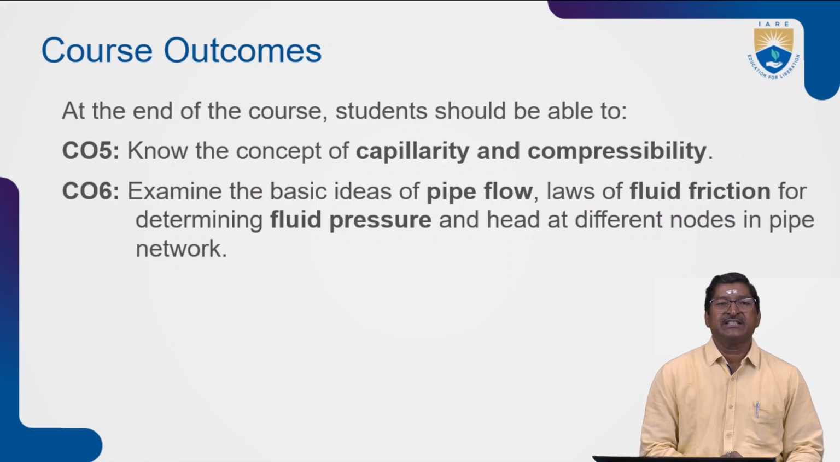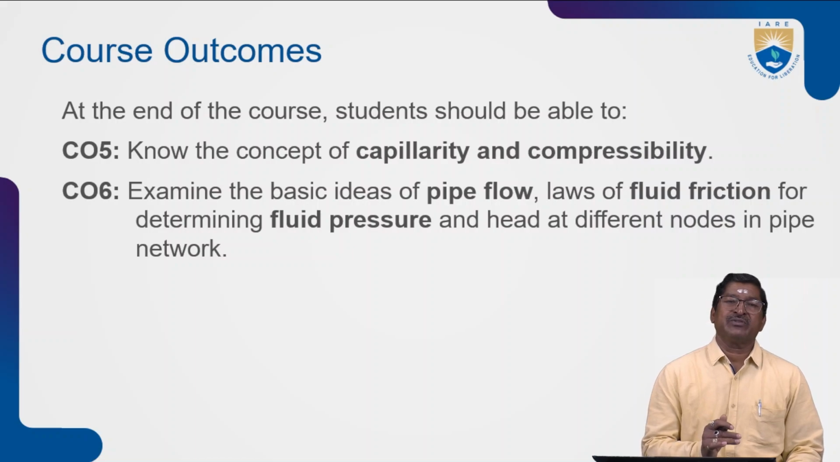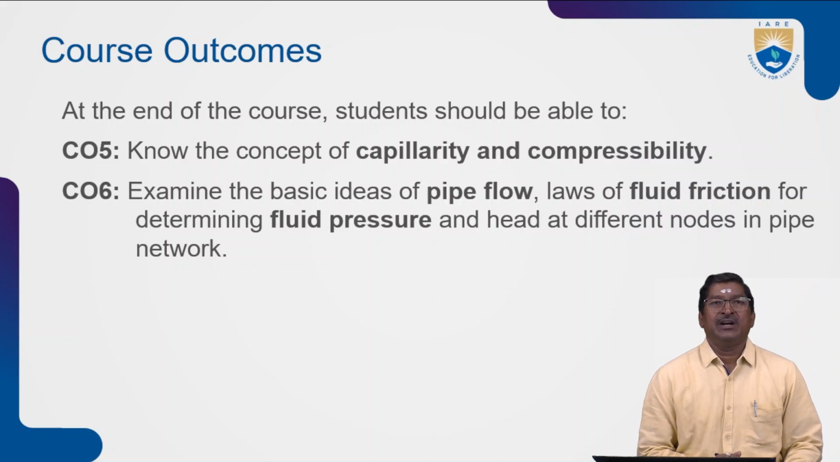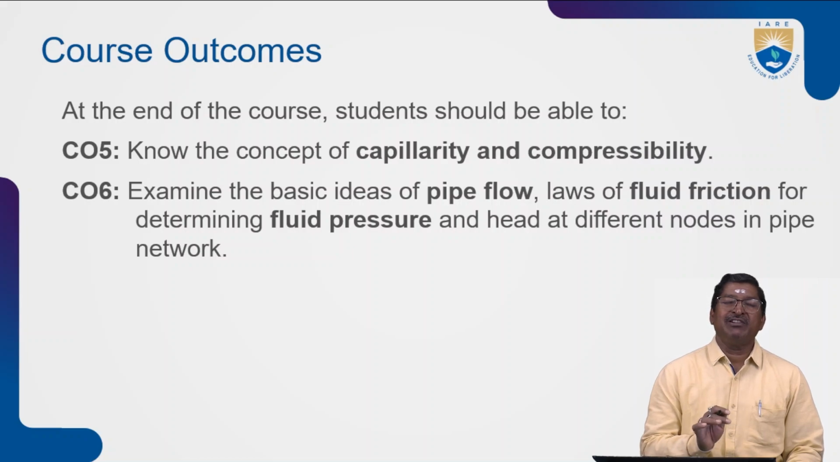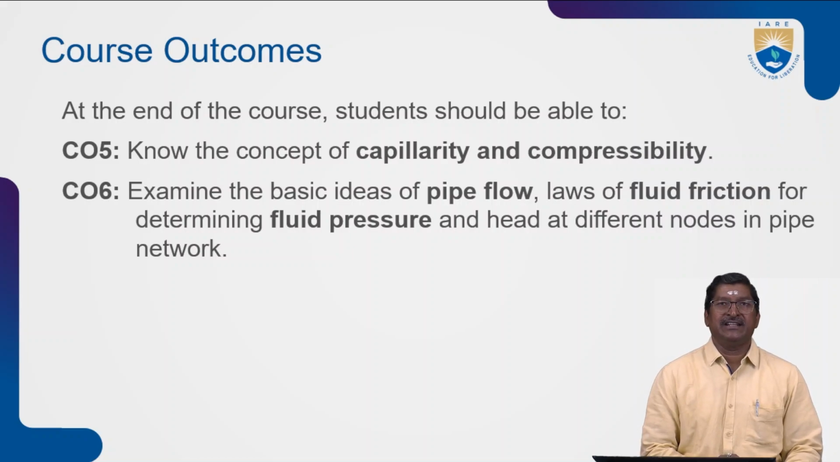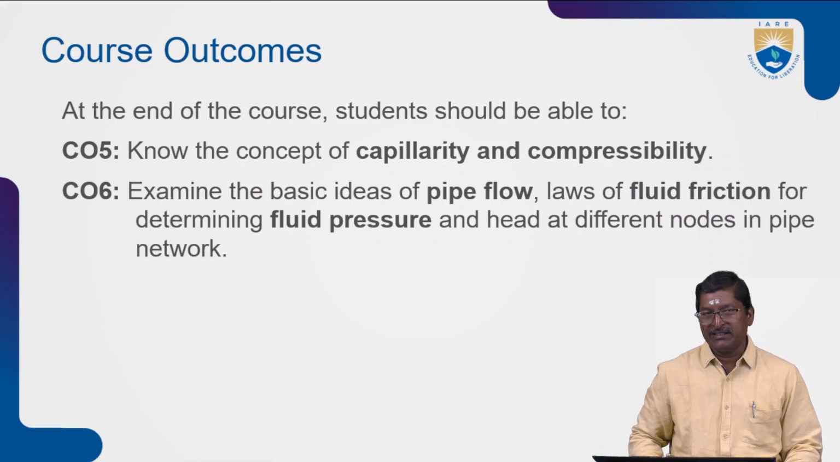And course outcome 6 is the pipe flow. So what does pipe flow mean? If you allow any fluid to flow through a pipe, that is called pipe flow. What will happen there? Friction will be there. The internal surface of the pipe material and the particular fluid will have friction, which is called fluid friction. While it is traveling from one point to another point, it loses its energy. It may be pressure or datum head that is lost. So pipe flow and fluid friction will come under course outcome 6.